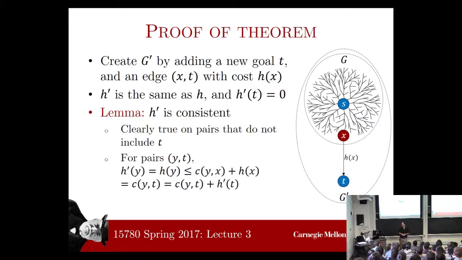Here the proof is quite easy. If you look at a pair of nodes, just to remind you of the definition of consistency, for two nodes X and Y, we have that H of X is at most the actual cost in the problem of getting from X to Y plus H of Y.